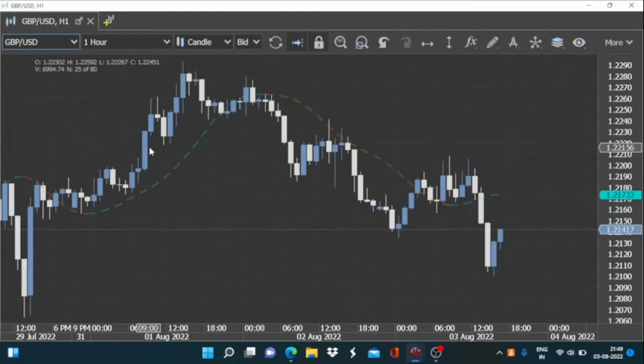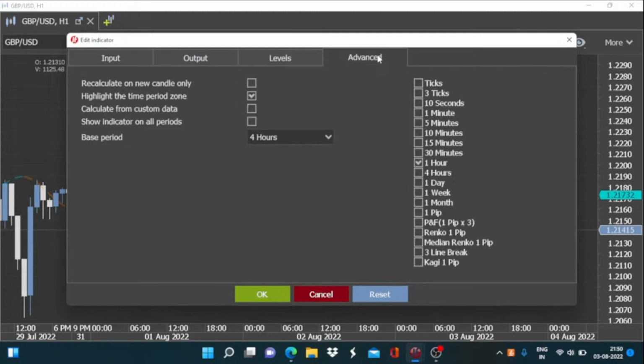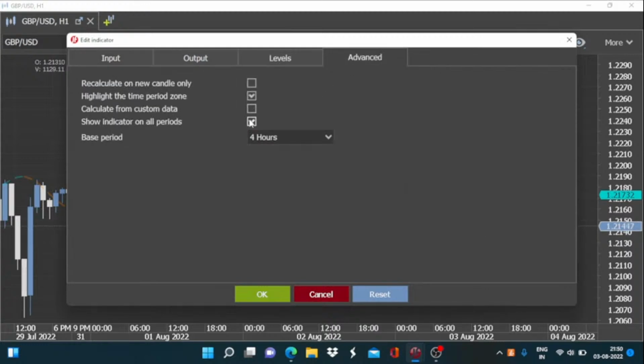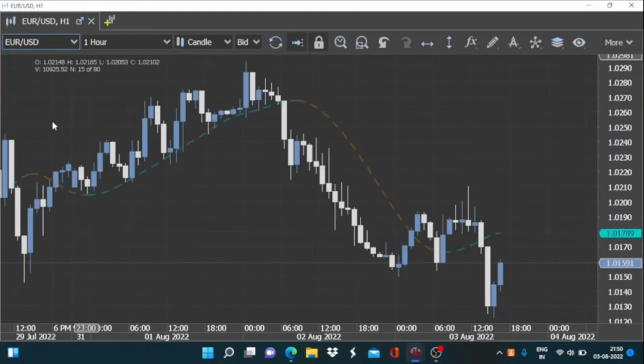We have now GBP USD. Coming to other options, the base period can be from all these 5 options: none, or you can go from 4 hours to 1 month, and we don't really see much of a change being observed in the plotting of the Butterworth filter. So these are the options using which you can make a good customization possible for looking after the trading opportunities, and you can then make informed trading decisions.